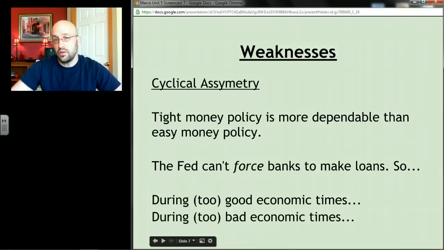So when times are too good, when aggregate demand is too far to the right, the Fed can shut that down by reducing the money supply, cutting off loans, and pushing AD back to the left. But when times are bad, when aggregate demand is too low, the Fed can incentivize banks to make loans by lowering the reserve requirement or lowering the discount rate or what have you, but it can't, in the end, force the banks to make those loans. And that might have a dampening effect on the intended monetary policy.